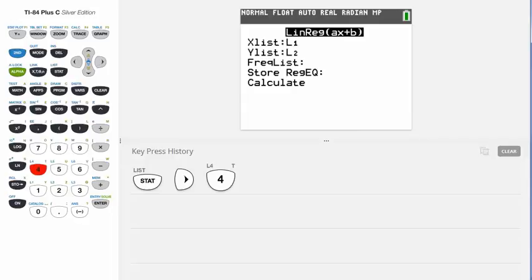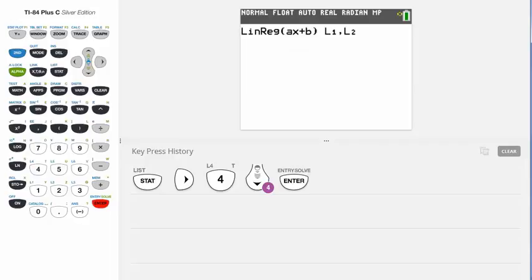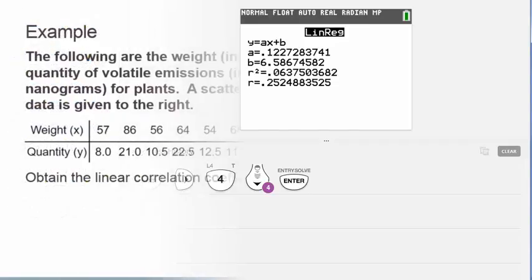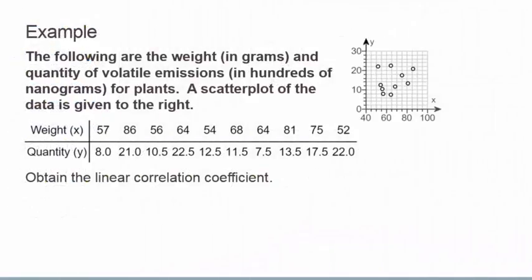My X list is L1, my Y list is L2. I'm going to leave frequency list and the store regression equation blank, calculate, and for R I get 0.252488. Rounding to 3 decimal places, that gives me R equals 0.252.